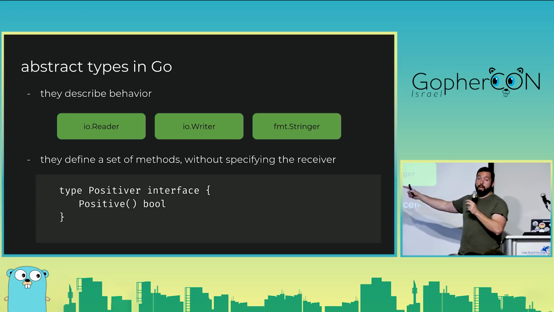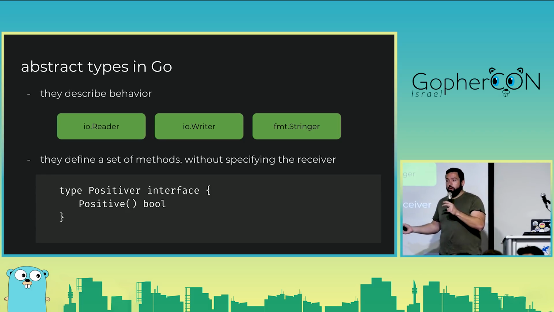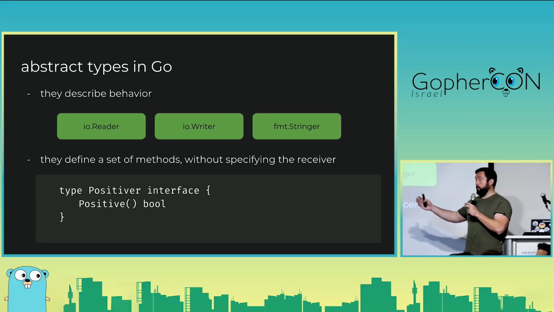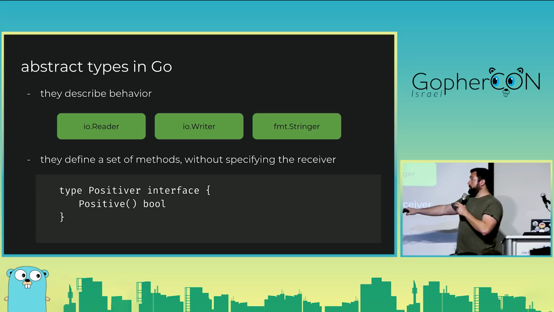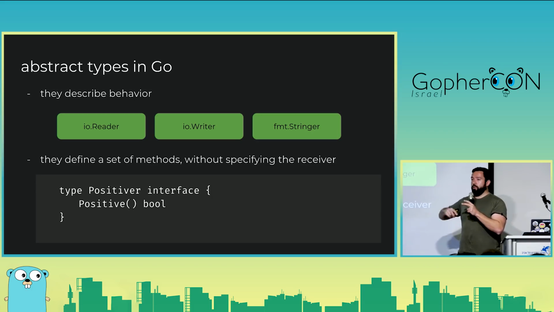You do not know what's behind a reader. It could be an empty struct, it could be an integer, it could be a buffer of bytes, right? You do not know, and actually you do not care, and that's the power of the interface. The idea is that you define a set of methods, and by that set of methods you're describing the behavior.